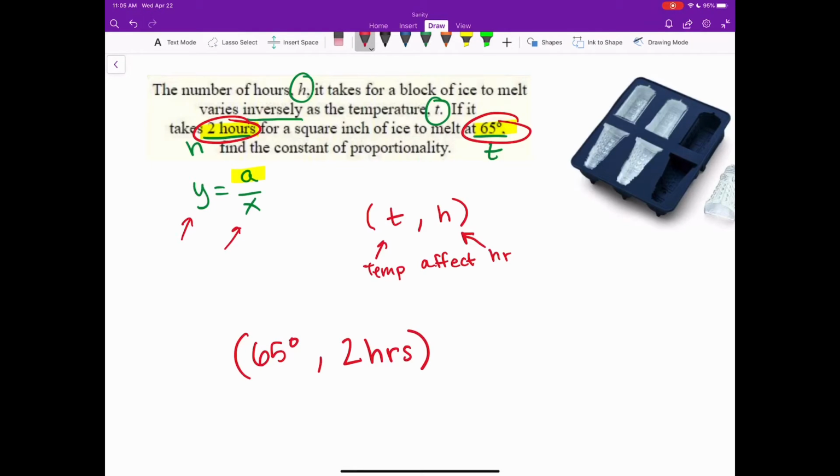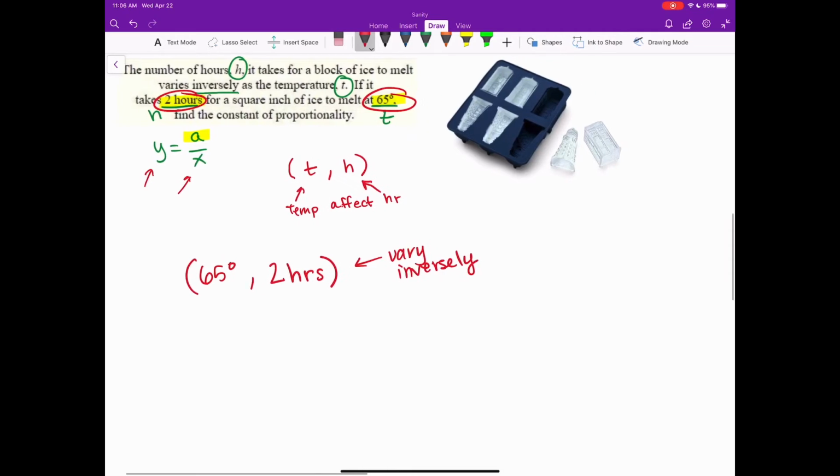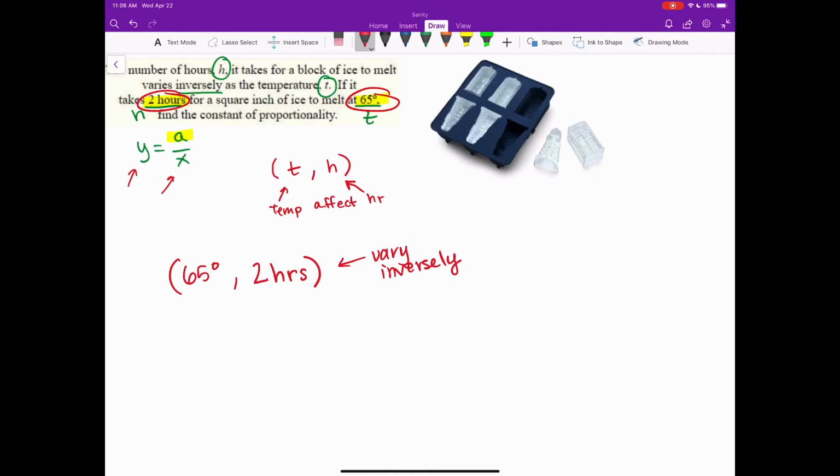So we already have this point of 65 and 2. I know that these vary inversely. Just like what we did in 3.1, this is very similar. Now we're just adding it to a word problem. I can find an equation that is going to represent this situation, an inverse equation. I'm going to say if this is my x and this is my y, then my hours equals some constant of variation divided by my x, which in this case is my temperature.